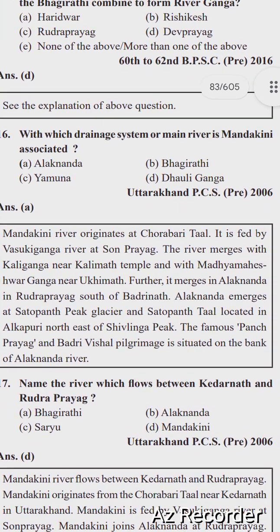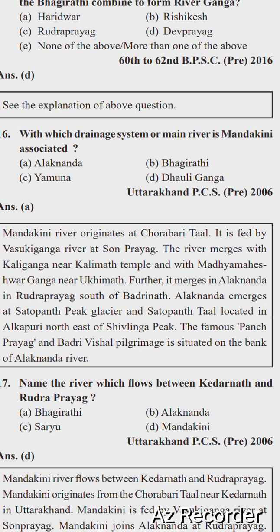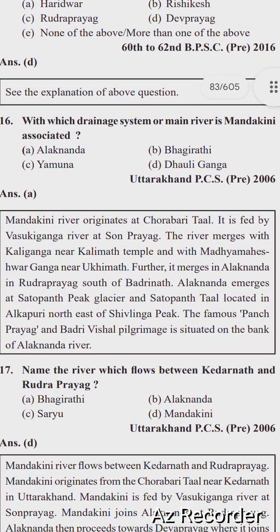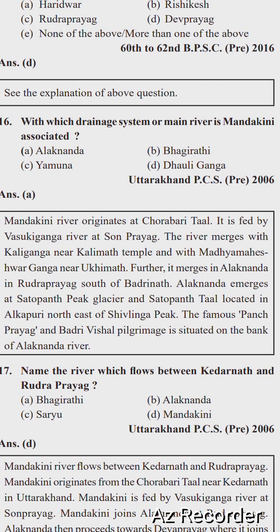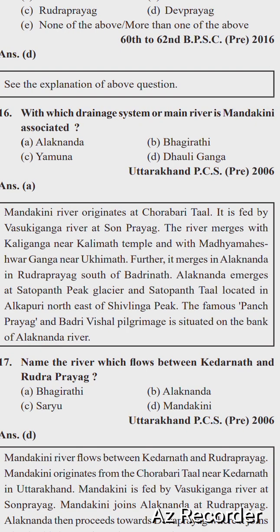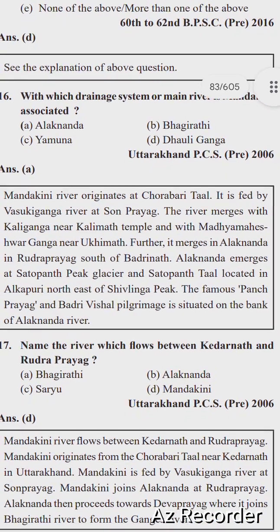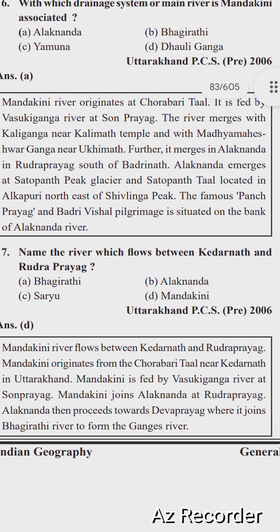Mandakini river originates at Chorabari Tal. It is fed by Basuki Ganga river at Sonprayag. This river merges with Kali Ganga near Kalimath temple and with Madhyamaheshwar Ganga near Ukhimath.